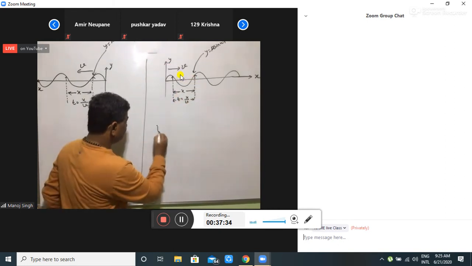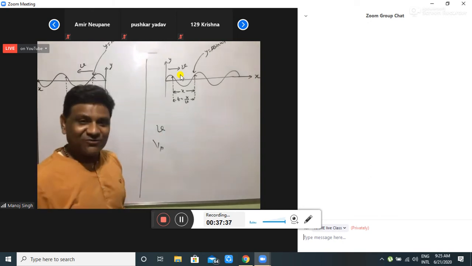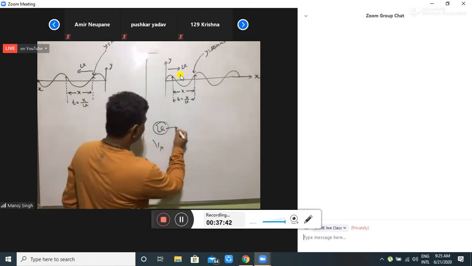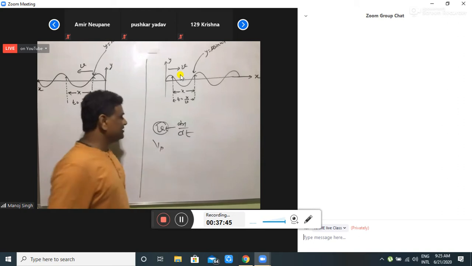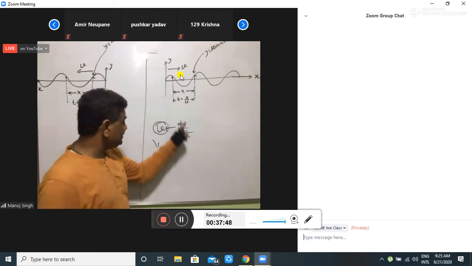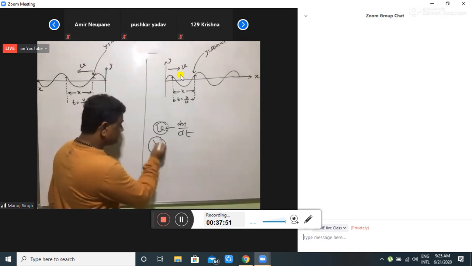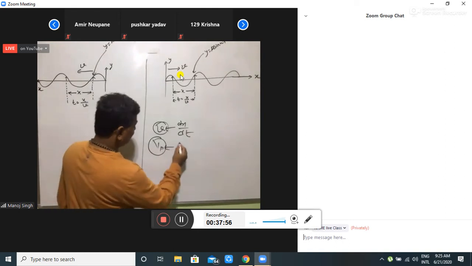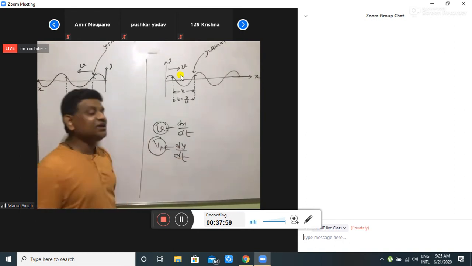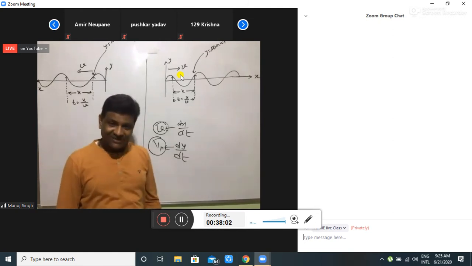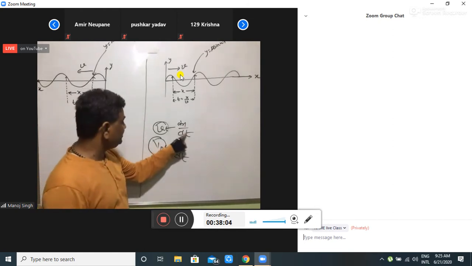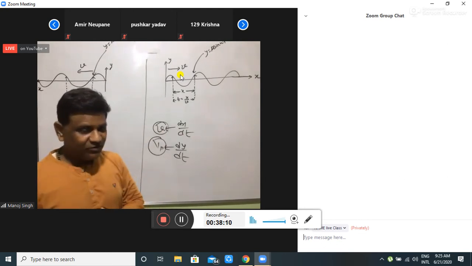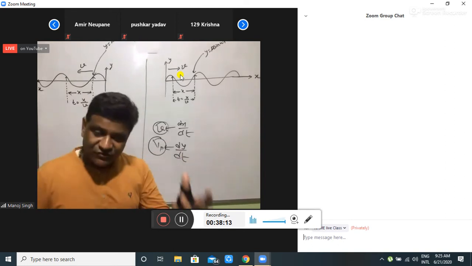v is the velocity of the wave. Don't be confused between v and vp. v is the velocity of the wave, and it is dx by dt. vp is the velocity of a particle of the medium, and it is dy by dt. So I think all our doubts are cleared now. dx by dt is the velocity of the wave, and dy by dt is the velocity of a particle.